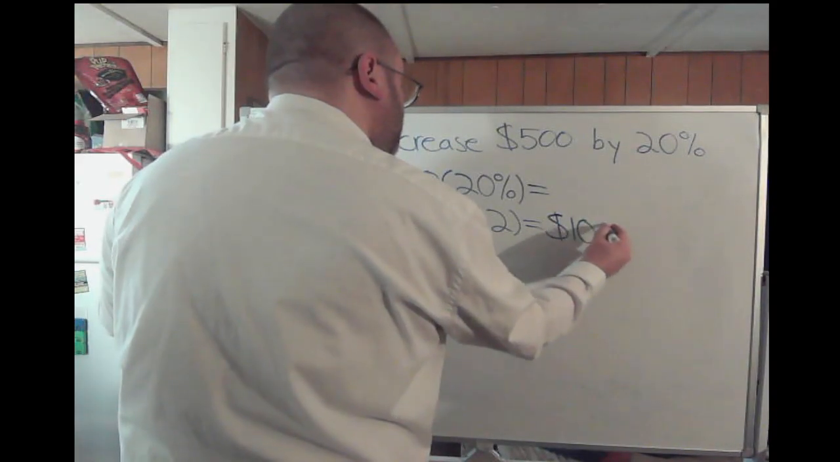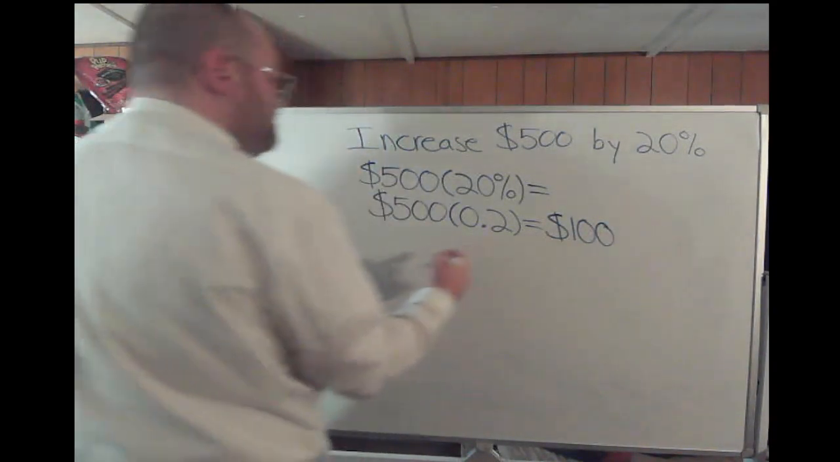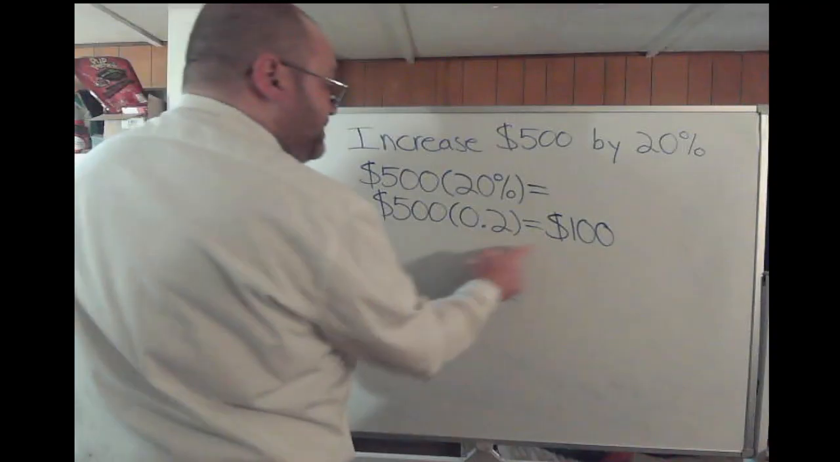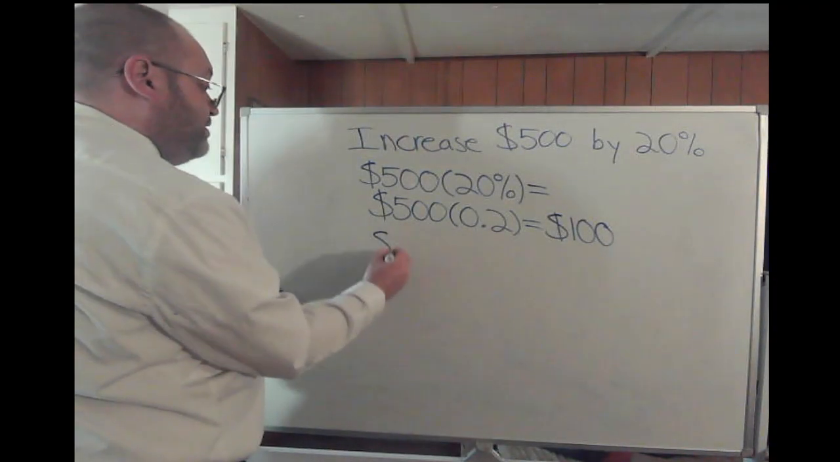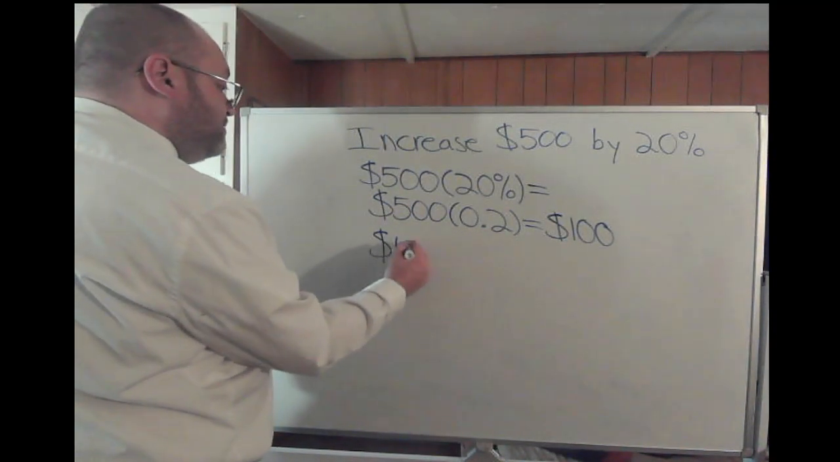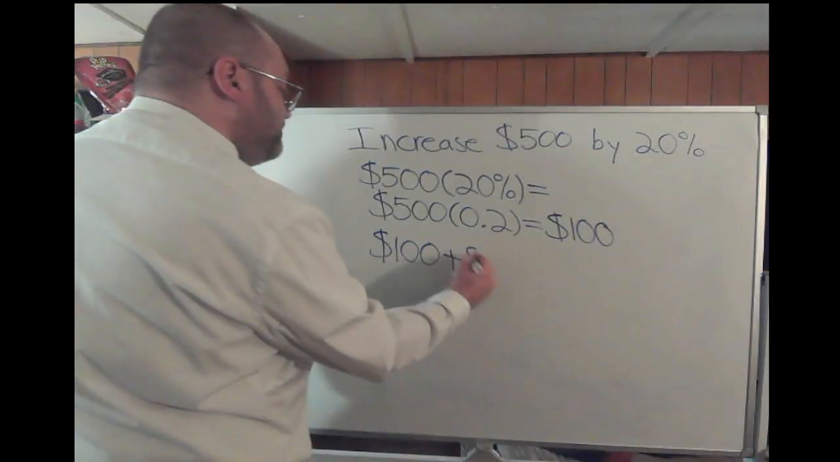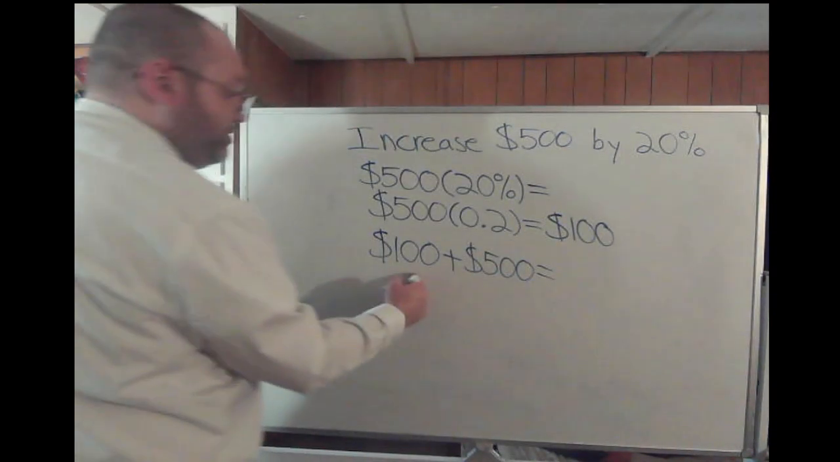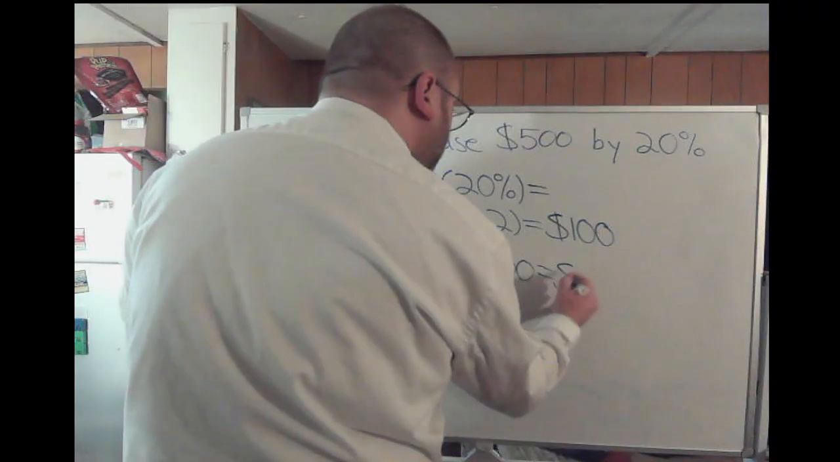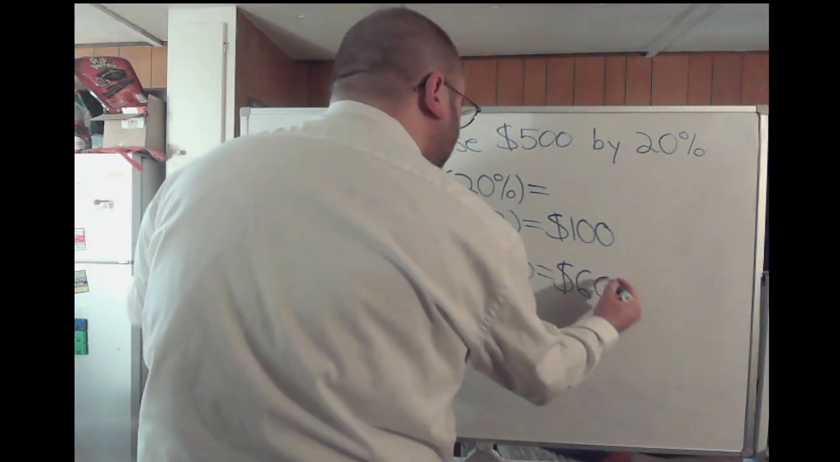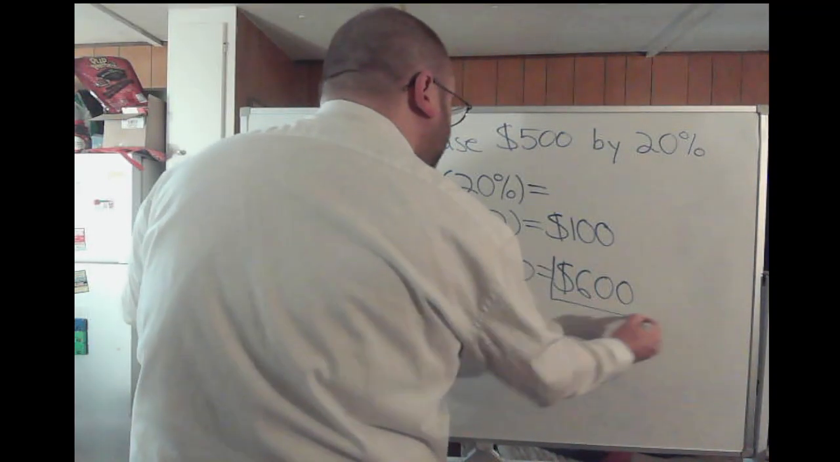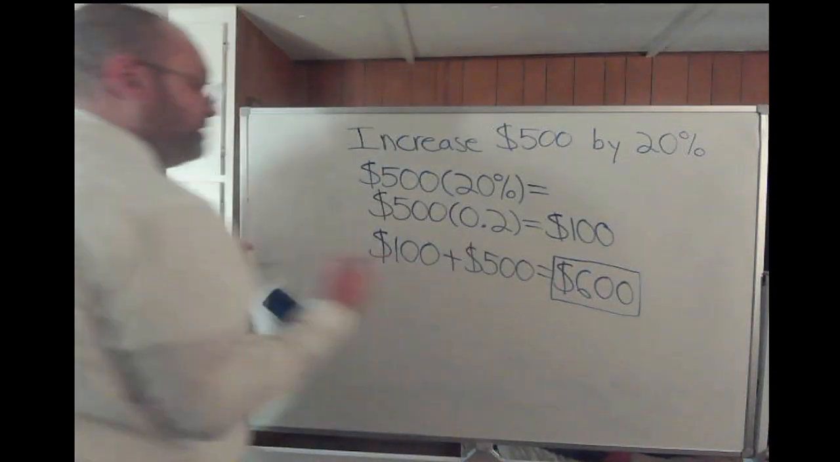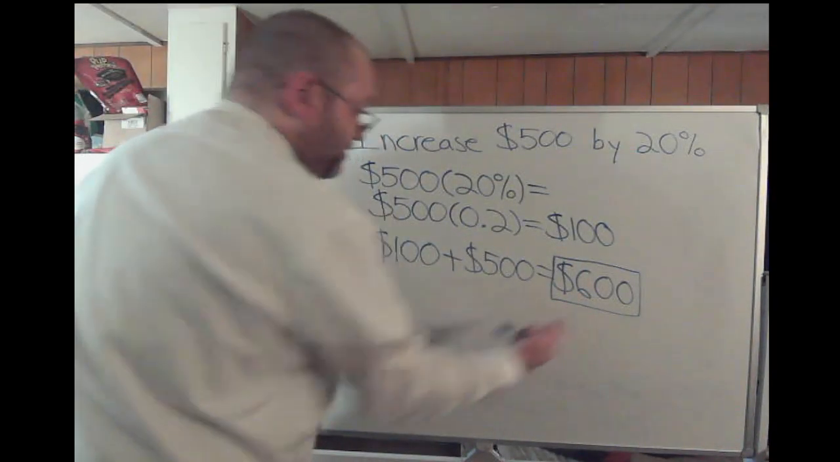So you found out what you need to increase it by. You're going to increase it by $100. So now all you got to do is take that $100, add it to the original amount, and we know 100 plus 500, well, that's 600. So if you increase that $500 by 20%, you'll end up with $600.